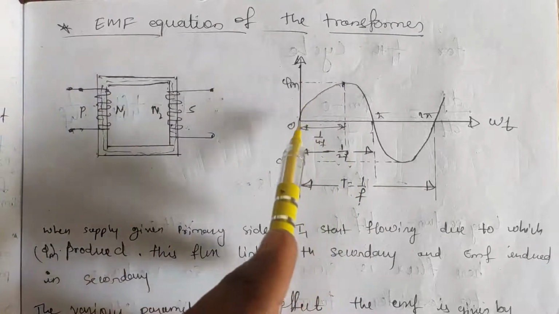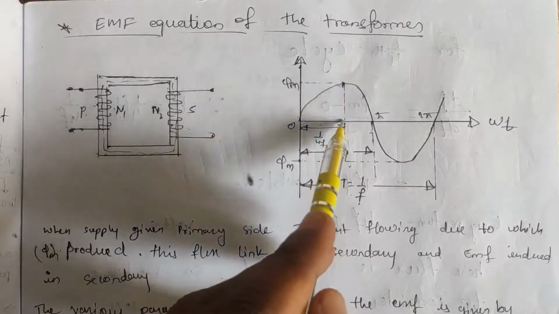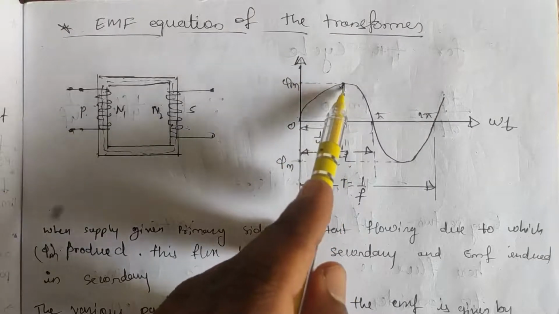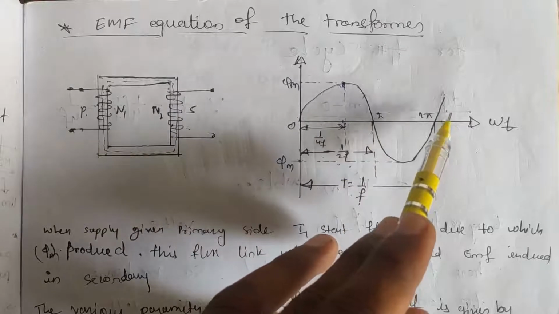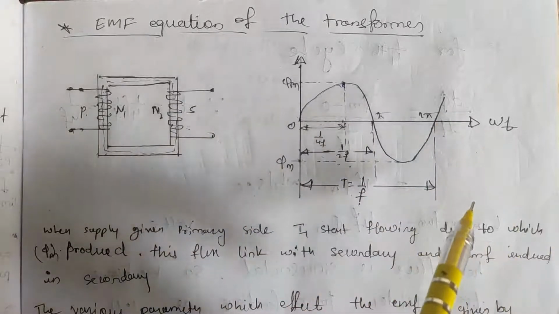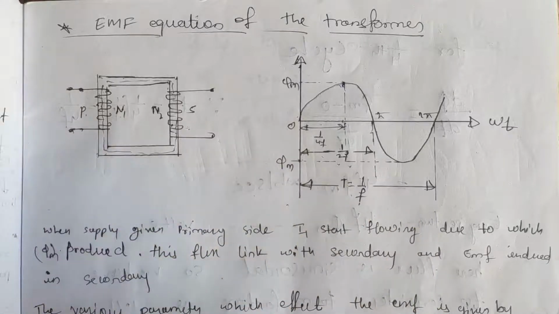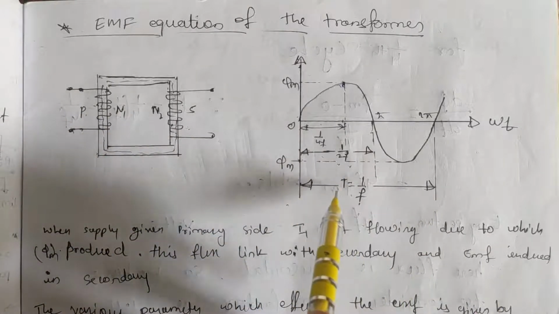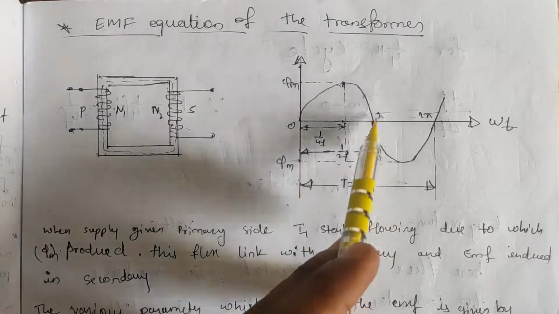Next concept is the EMF equation of the transformer. This is the winding diagram. When the supply is given to the primary winding, current will start flowing through this winding. Due to the current, the flux will start flowing in the magnetic circuit. Due to the flux in the core, the EMF will be induced in the secondary side. This is the working principle.